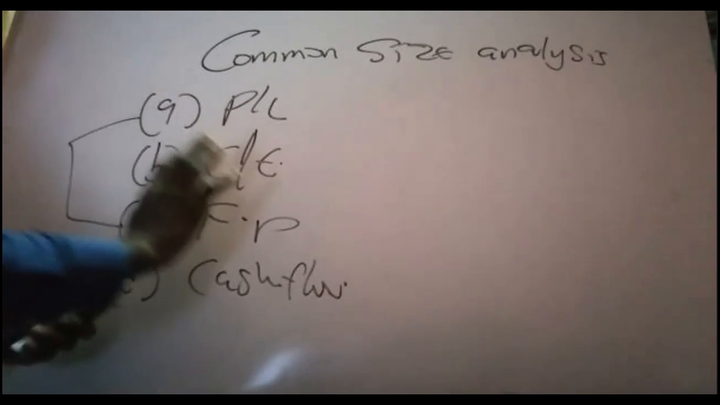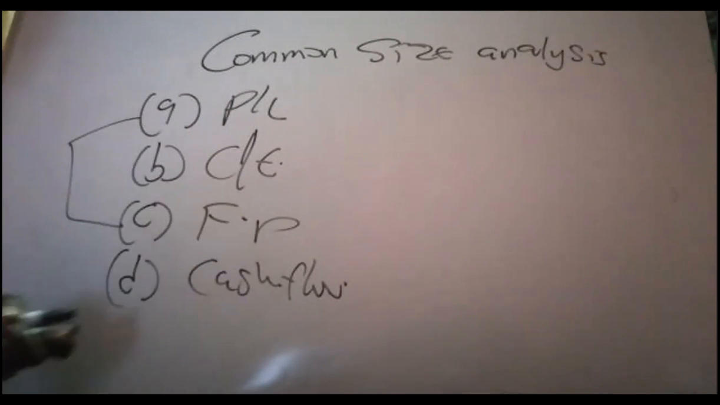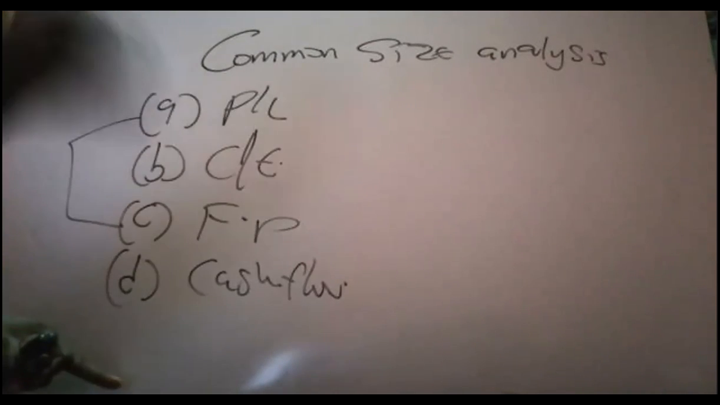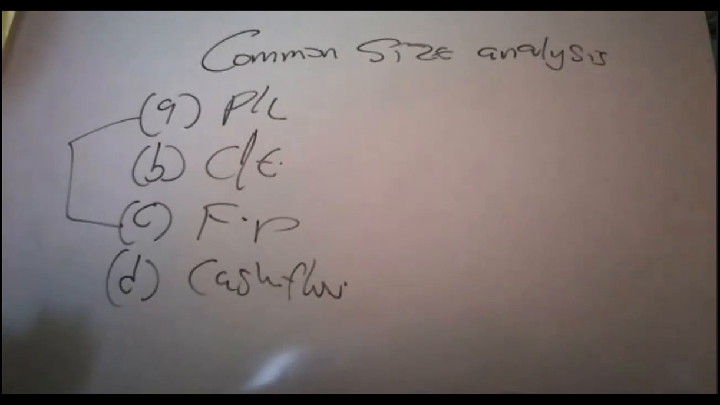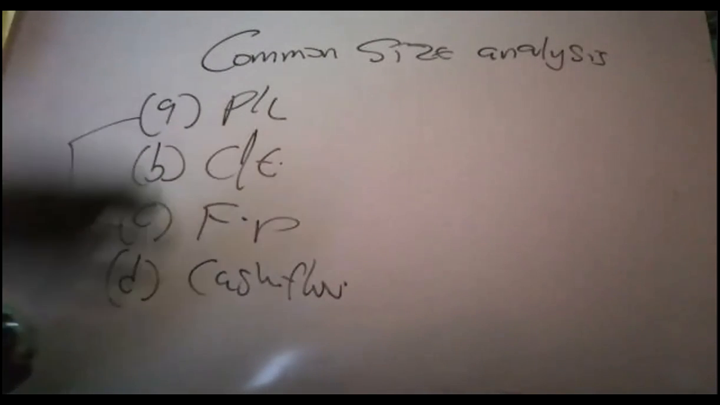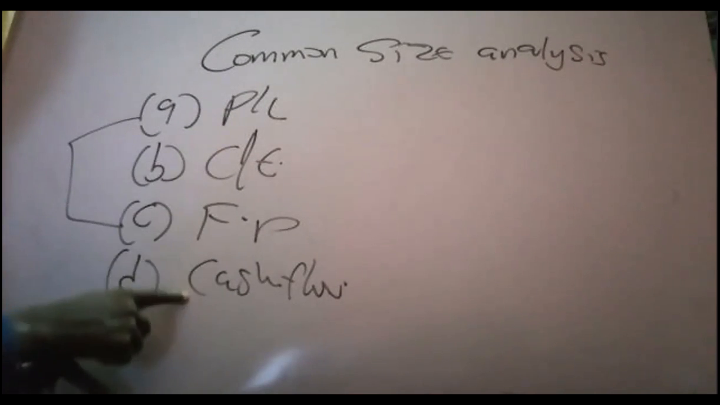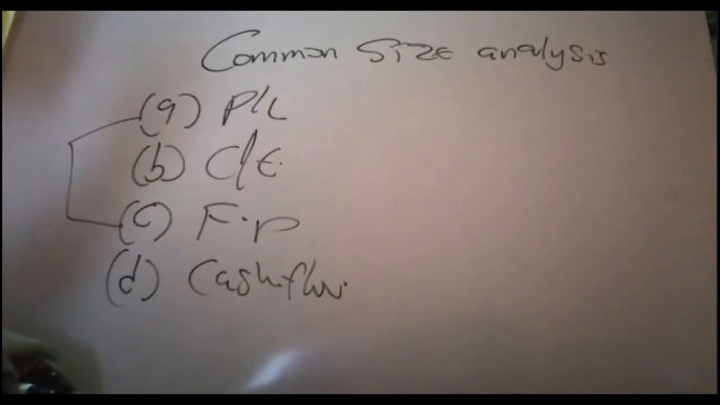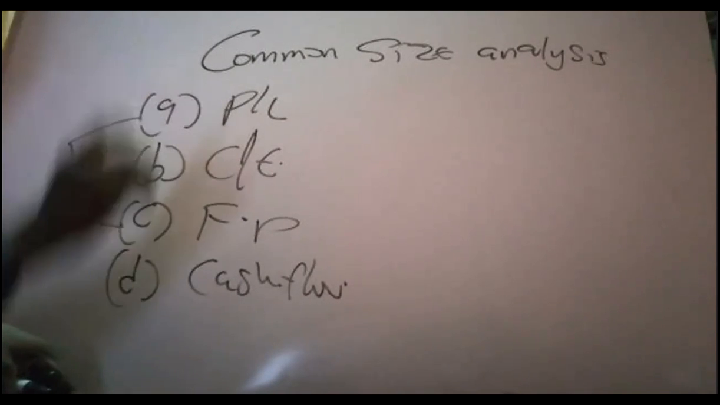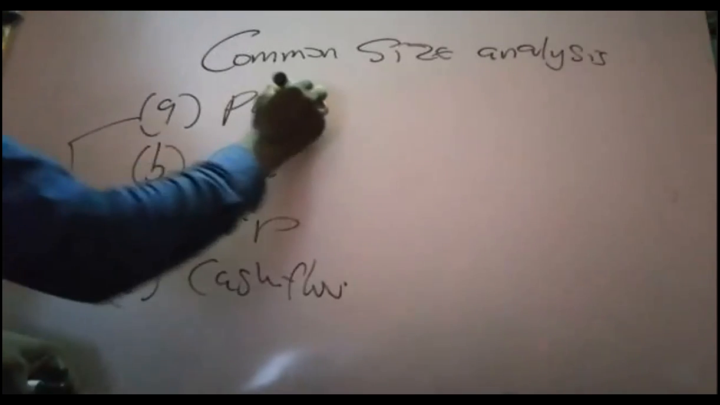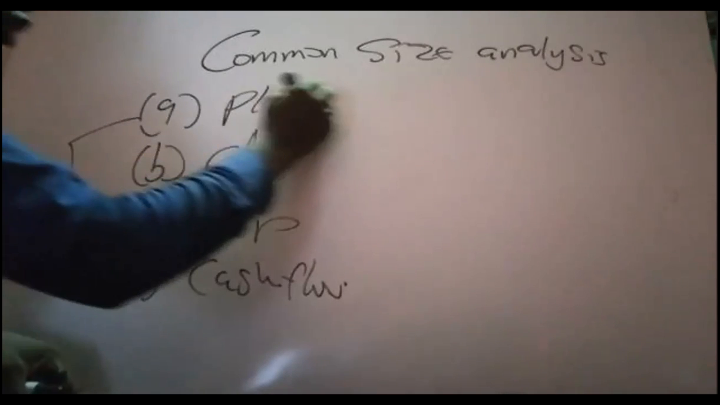Now, with the common size analysis, you have to relax. Step one, locate the common base. Step two, express all the items in the financial statement as a percentage of the common base. Each and every financial statement has a different common base. Take note, we don't have one common base for all these financial statements. No, not at all. So for profit and loss, the common base is sales revenue.